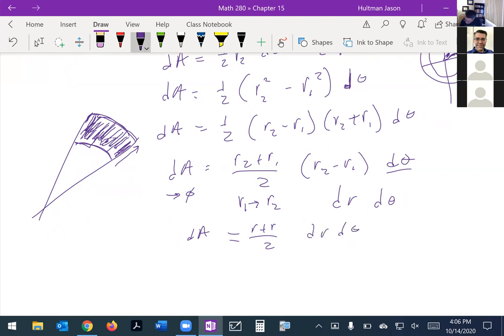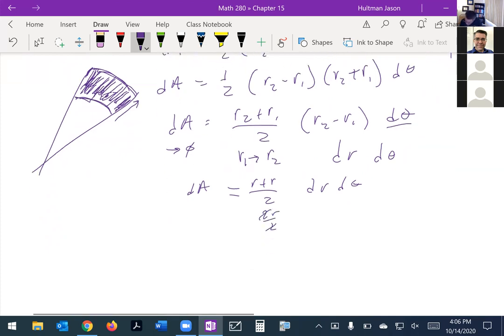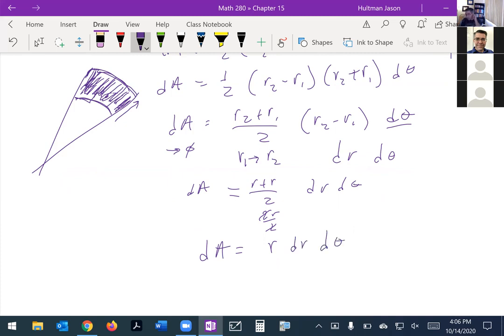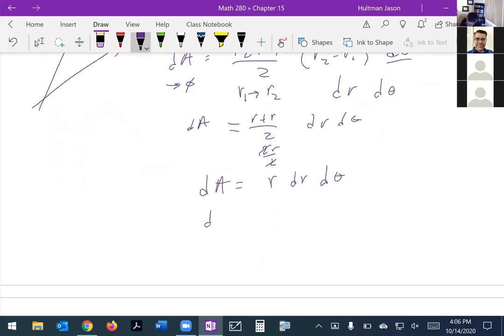Okay, dr d theta. Well, what's R plus R over 2? Well, that's just R, isn't it? This is 2R over 2, which is R. And so we say that dA, the change in area, is equal to R dr d theta. Now, in rectangular coordinates, we had dA equaling dy dx, or dA was equal to dx dy. Okay, this is rectangular.